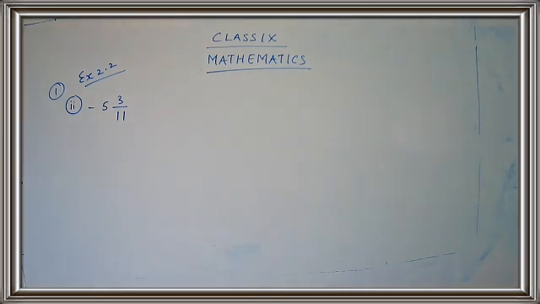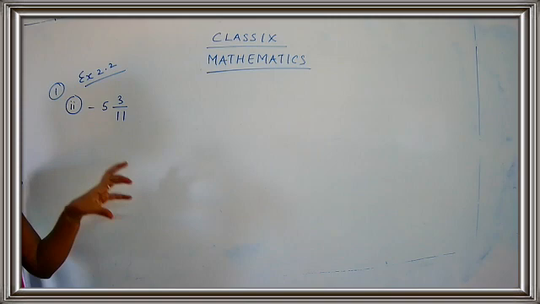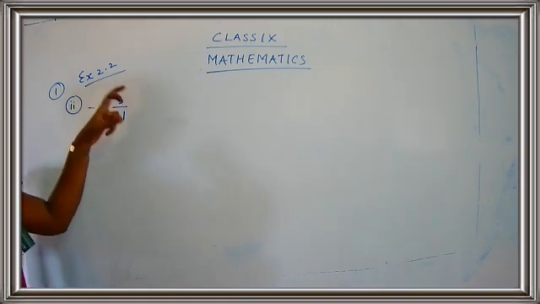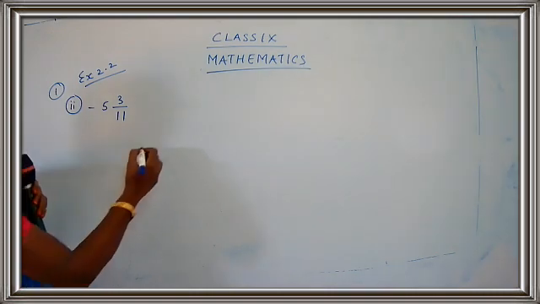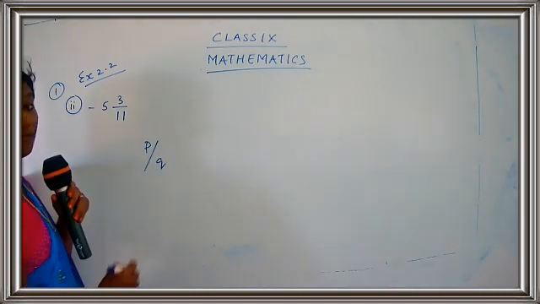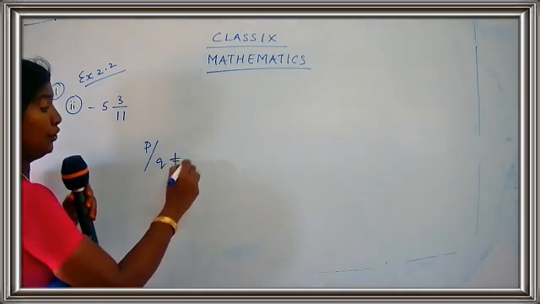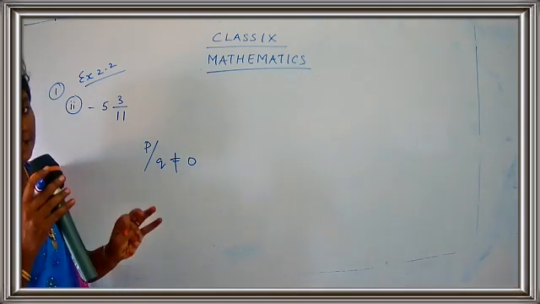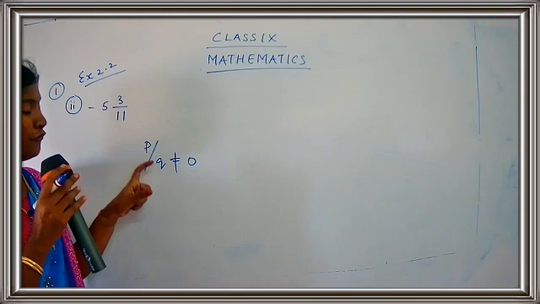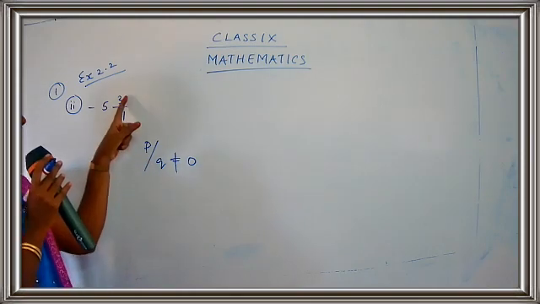Now let's go for the step. Now, what are we going to do? Here this number is not in the form of rational number. This number is in the form of mixed fraction. What is the form of rational number? It should be in the form of P upon Q, where Q is not equal to 0. Remember the form of rational number children? It should be in the form of P upon Q. You have your 3 upon 11.